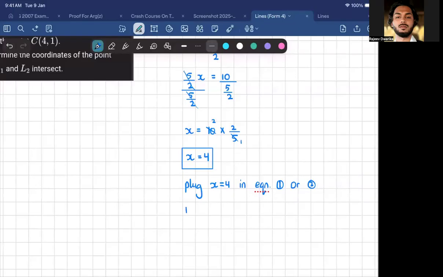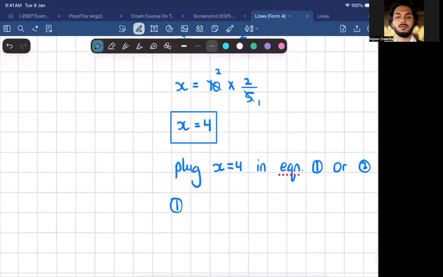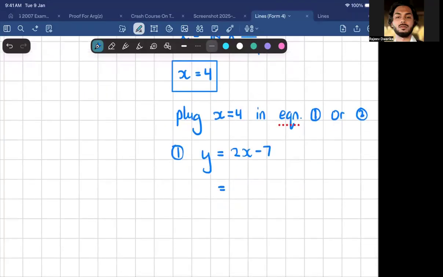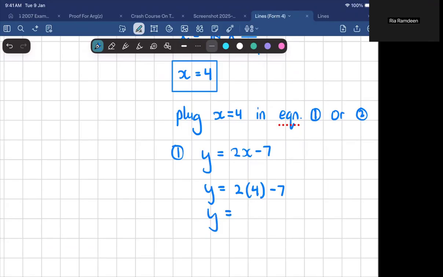So if I use equation 1, y is equal to 2x minus 7. So x is 4, so that'll be 2 by 4 minus 7. 2 by 4 is 8. 8 minus 7 is 1. Sometimes when I ask people questions, my brain will automatically say the answer. I don't know why it does that. So y is equal to 1.